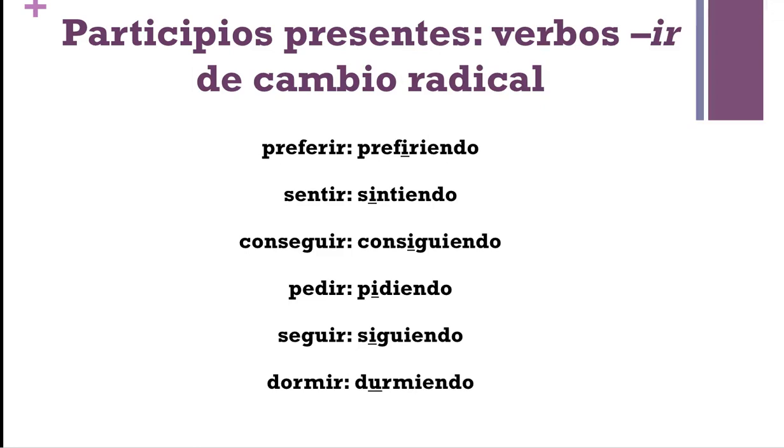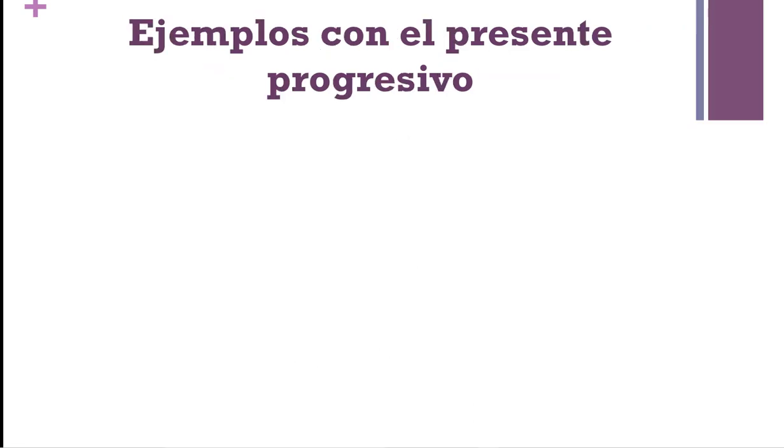Some other special forms in the participio presente are the following: prefiriendo, sintiendo, consiguiendo, pidiendo, siguiendo, and durmiendo. This is not a random list at all. Notice that all of these are IR verbs that also happen to be stem changers. So you can keep that tendency in mind as you work along.